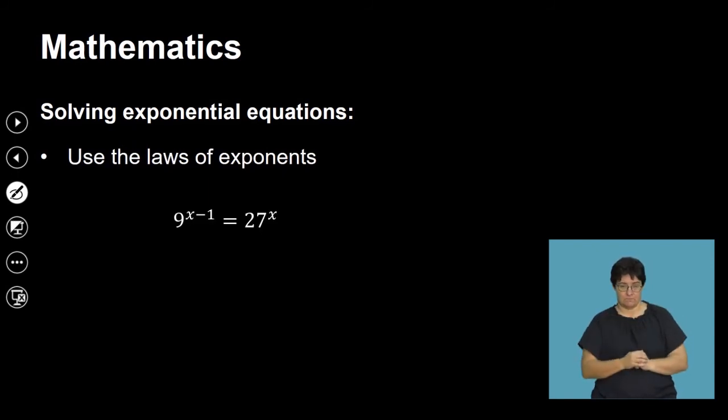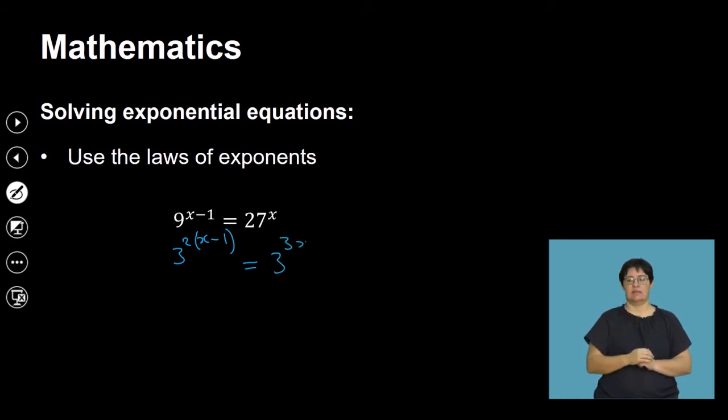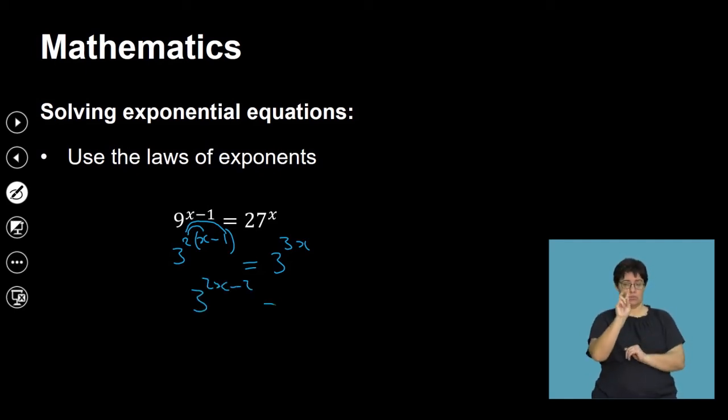Also, when solving exponential equations, make sure you apply the laws of exponents. The example I have here is 9 to the exponent of x minus 1 equal to 27 to the exponent of x, right? So I can change this quickly to be 3 to the exponent of 2 into x minus 1. This will be the same as 3 to the exponent of x, right? What law am I applying here? I must distribute that in there. So it becomes 3 to the exponent of 2x minus 2 equal to 3 to the exponent of 3x.